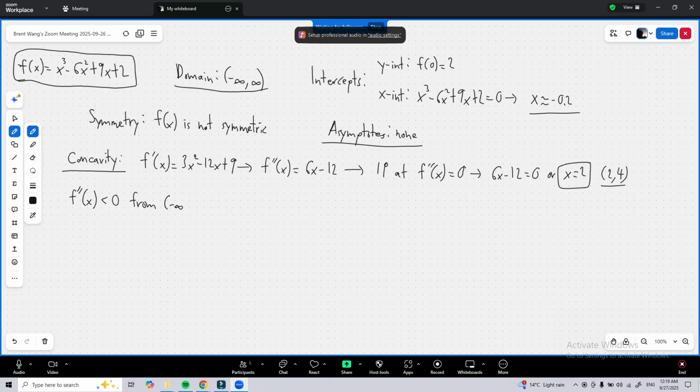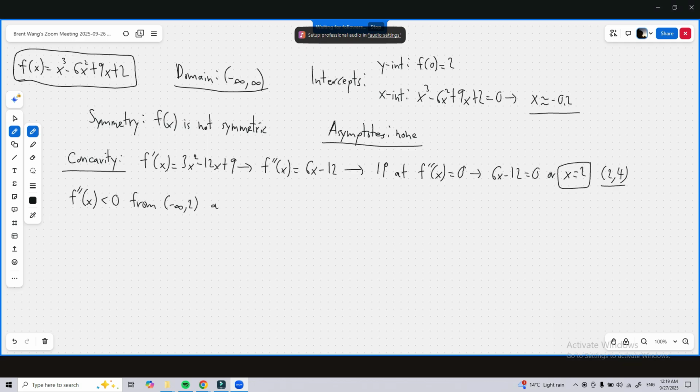From negative infinity to 2, and the function f prime prime x is positive, greater than 0, from 2 to infinity. Because the concavity does change at x equals 2, x equals 2 is an inflection point, IP for short. Now we can use the second derivative test. I already knew what my critical points were just by using the first derivative test, but hey, no harm, no foul.